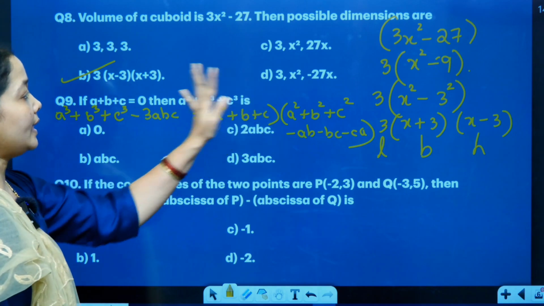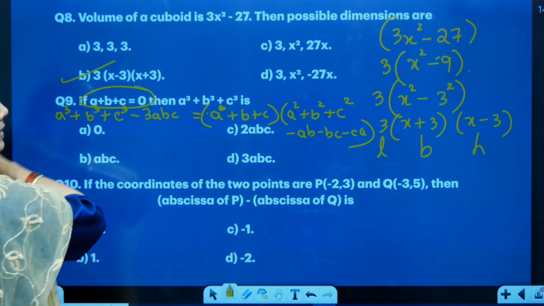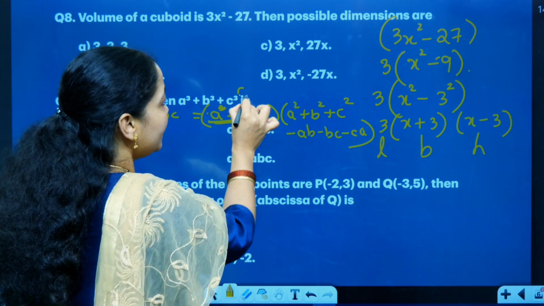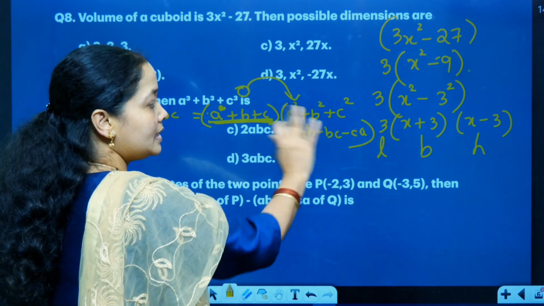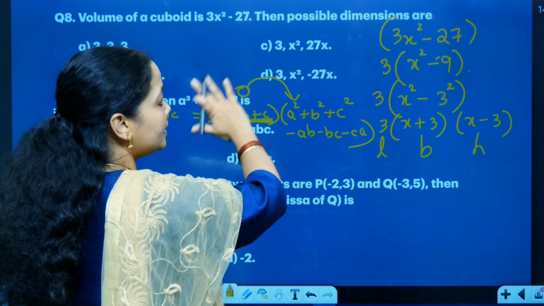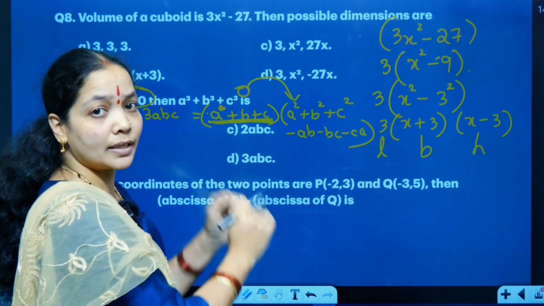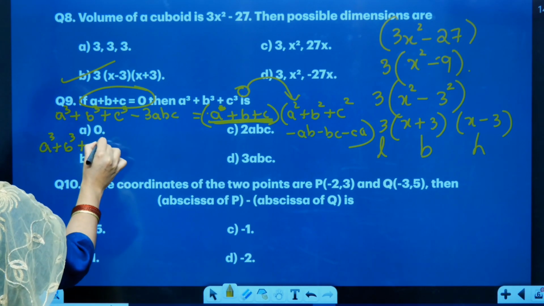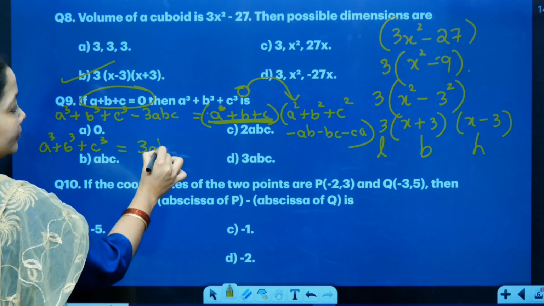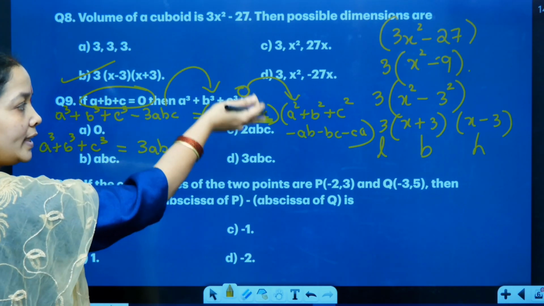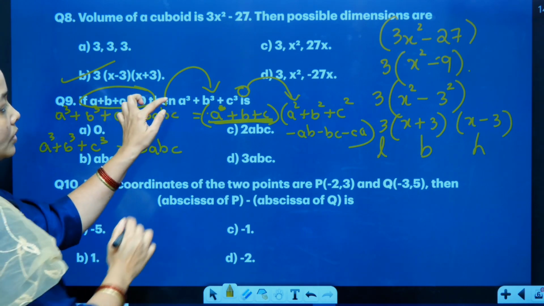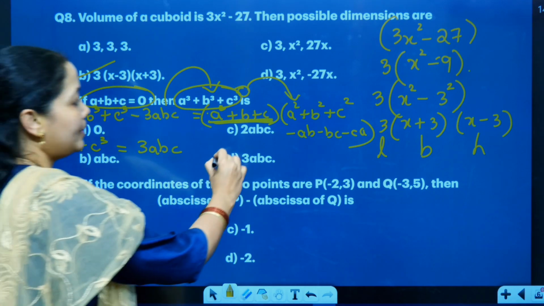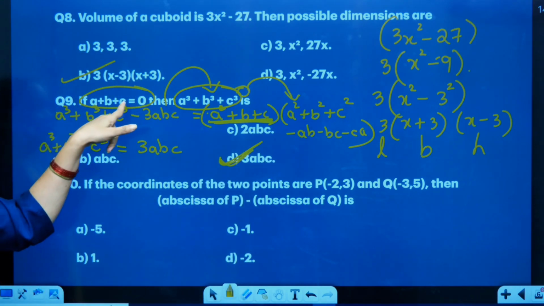In this identity, they are telling us to substitute a plus b plus c as 0. So in my RHS, if I see I have a plus b plus c, this is turning 0. 0 into anything will obviously be 0. That means the complete RHS, the lengthy one, whatever we have here, that is turning 0. Now a cube plus b cube plus c cube will be equal to 3abc. Because negative 3abc, if it is going there, it will become positive 3abc. So now they are asking me the value of a cube plus b cube plus c cube only. That is nothing but 3abc from the identity, since a plus b plus c is 0.